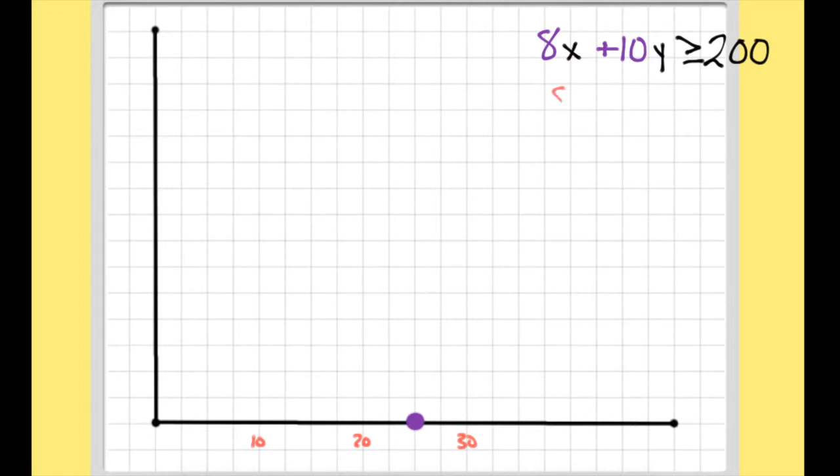So this will represent how much time we have to spend coaching swimming in order to make the $200 if we spend 0 time here on the basketball court. So that leaves us with 10y equals 200, and I will need 20 hours coaching swimming if we spend 0 time on the basketball court. So that's our y-intercept. Let's make a similar scale on our y-axis.